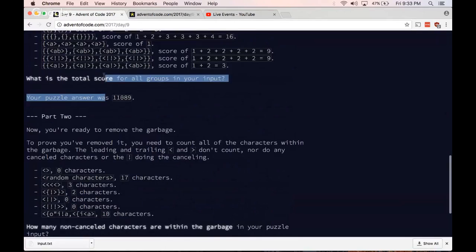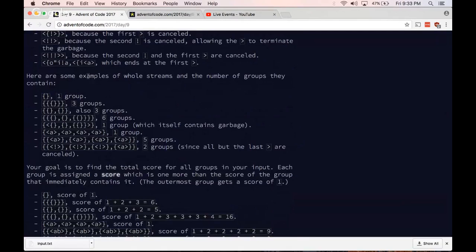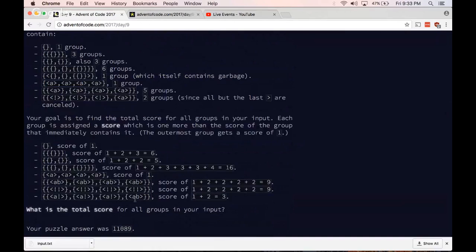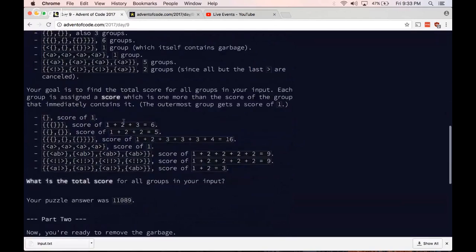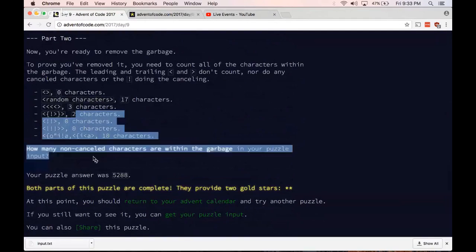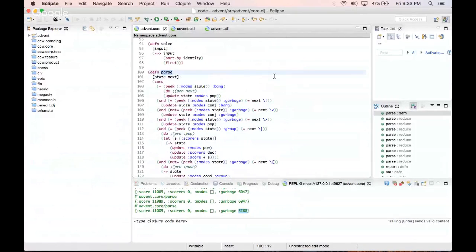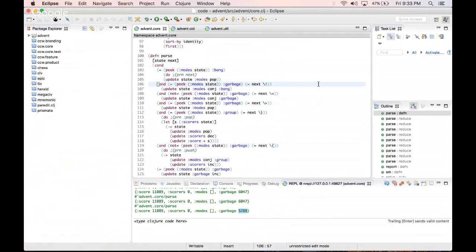The first question was something about a score. I may have been able to get an answer a little bit faster if I read the definition of a score. I immediately assumed that what they actually cared about was the number of groups rather than the score of the group, so I needed to go back and come up with a good model for doing scores. In the second part, I got hung up on figuring out how many characters were contained within the garbage. But in both parts of the problem, my approach is the same: you have a function that takes the state you're currently in and the next character you need to parse, and then you use just a big conditional for how you're going to do it.